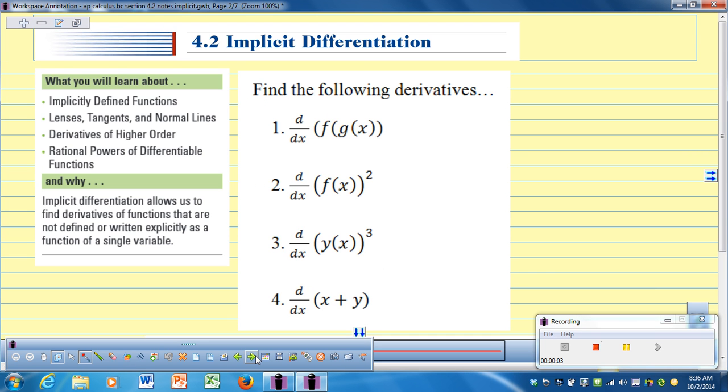We look at section 4.2, implicit differentiation. To lead into this method that we'll be using on these implicit equations is just applying chain rule when necessary. So we have 4 examples that I want you to write into your notes, and let's write down how to take the derivatives of these 4. I'll give you a second to write them down.